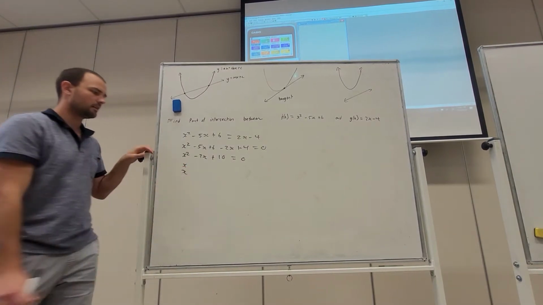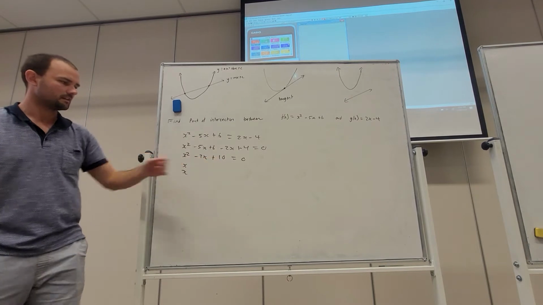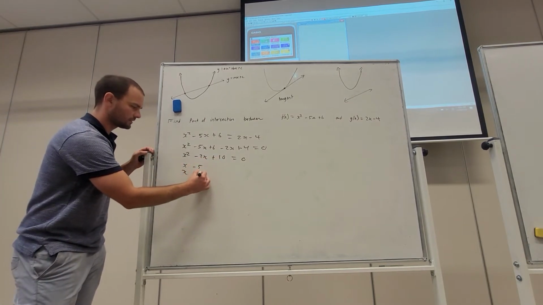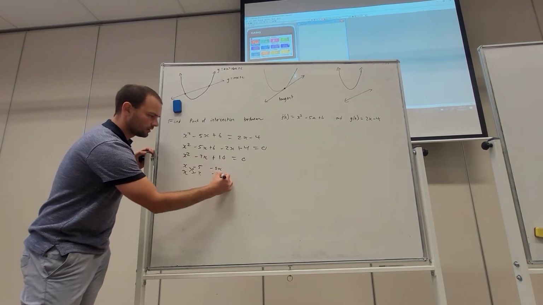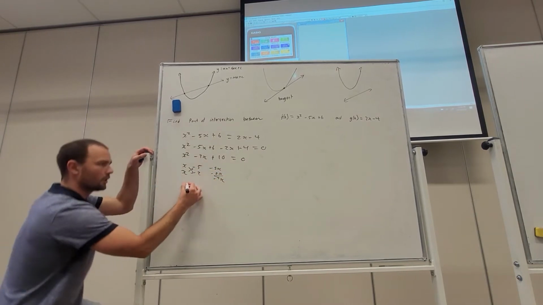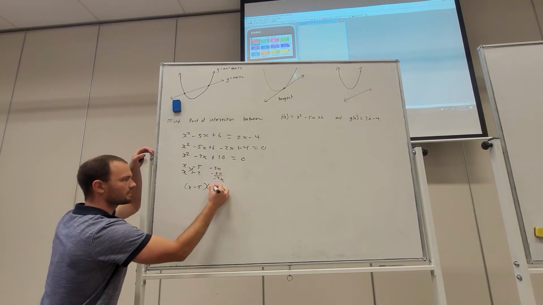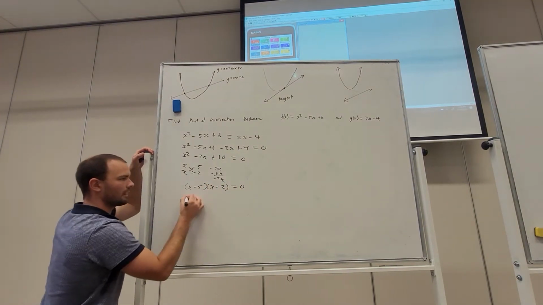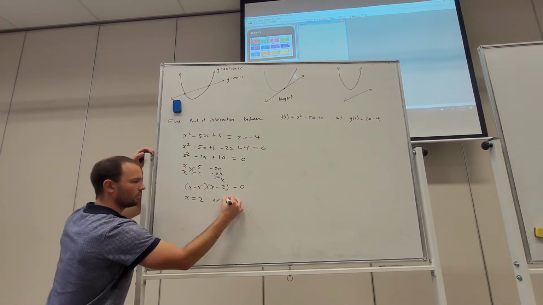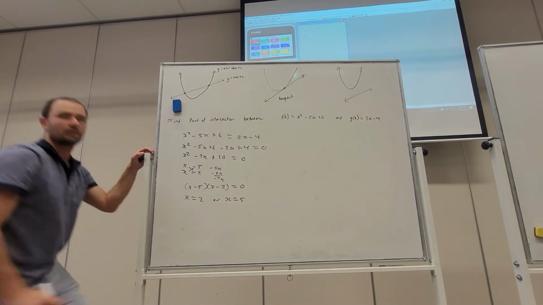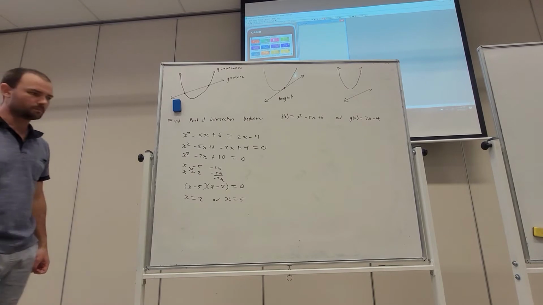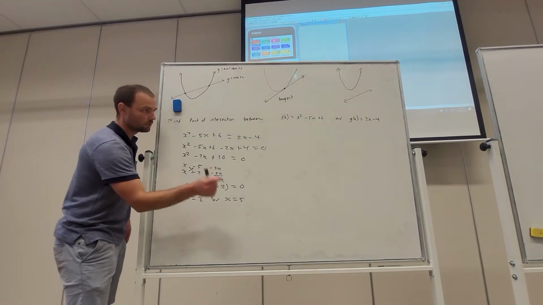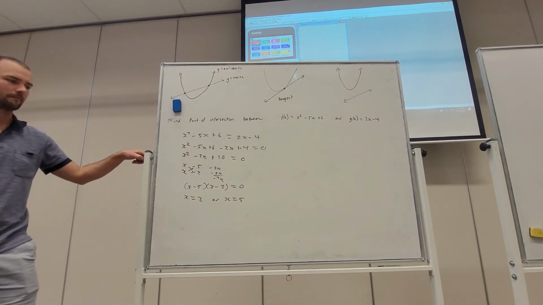So x and x, multiples of 10, minus 5 and minus 2 will give us minus 7x. So we've got x take 5 times x take 2 equals 0. That means x is equal to 2 or x is equal to 5. So these functions are going to meet in two spots, when x is 2 or when x is 5.